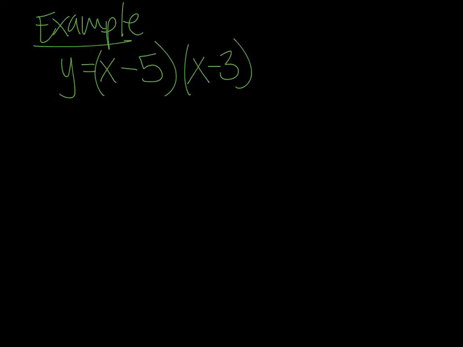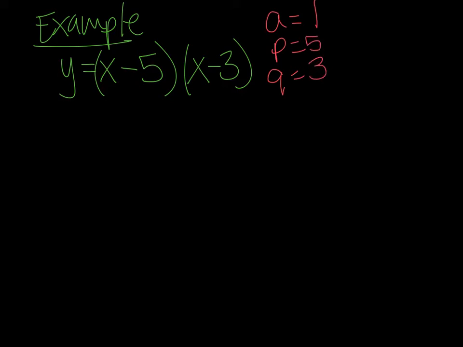So let's start with our example. y equals the quantity of x minus 5 times the quantity of x minus 3. We're going to first identify a, p, and q. Remember, a is found in front of our binomials. There's nothing here, so we can assume that it's going to be a positive 1. Here we have p, which is after x minus in our first binomial, so here we have a positive 5. And q would be a positive 3.